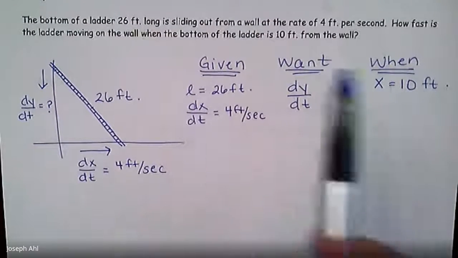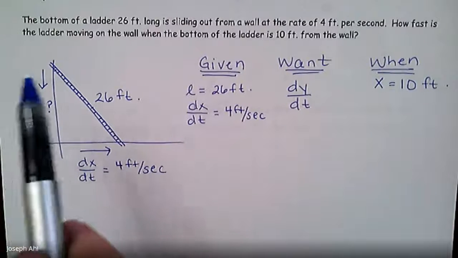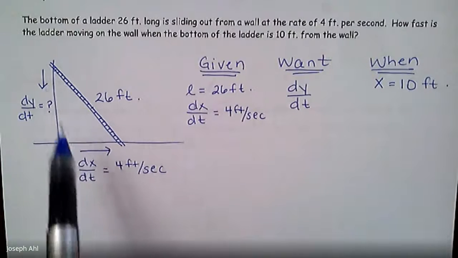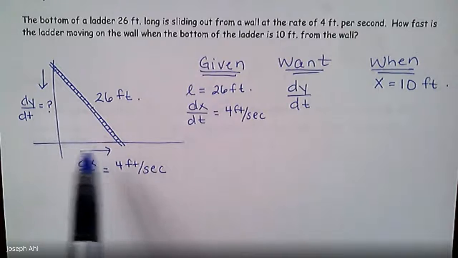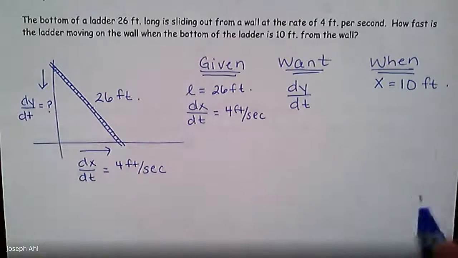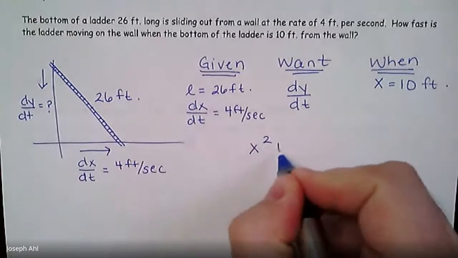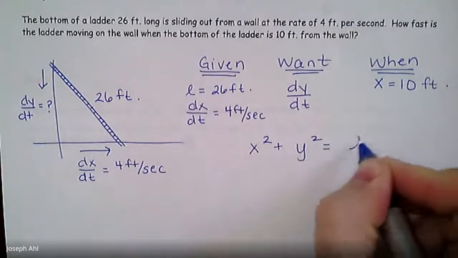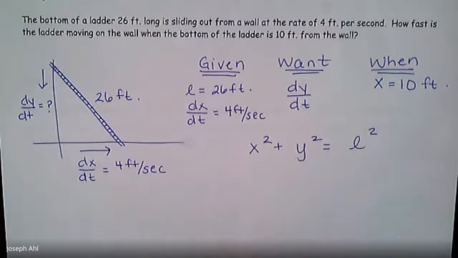And based on all that, we now need an equation to represent the scenario here. Well, within this right triangle, where we have these three lengths that we're relating, sounds like a good old classic example to me of the Pythagorean theorem. So I'm going to say x squared plus y squared equals L squared, where L is the length of the ladder.